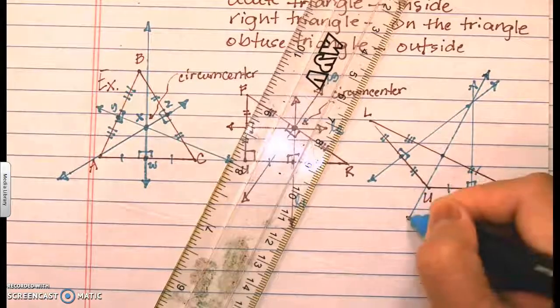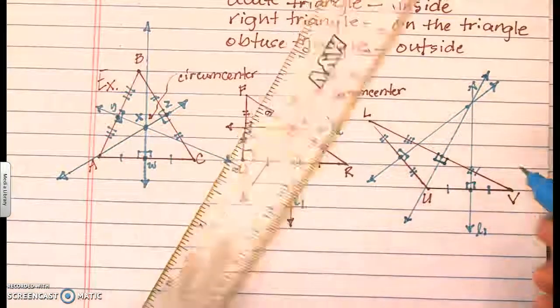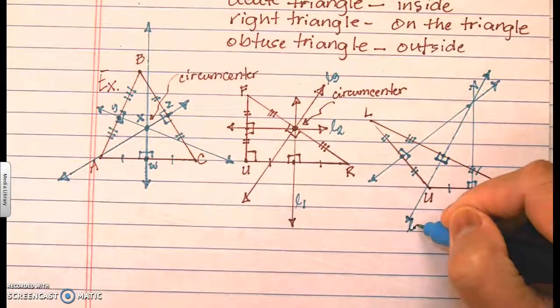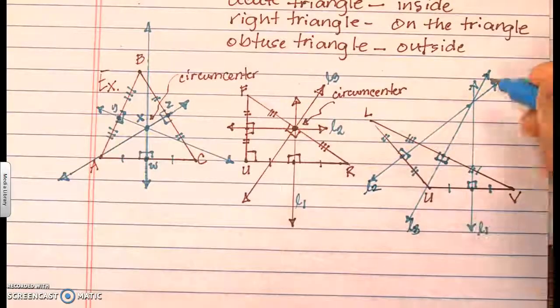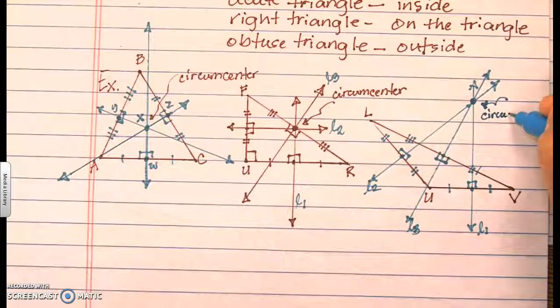So in this particular case, we have the perpendicular bisectors, line 1, line 2, and line 3, concurrent at this point, and therefore that is called your circumcenter.